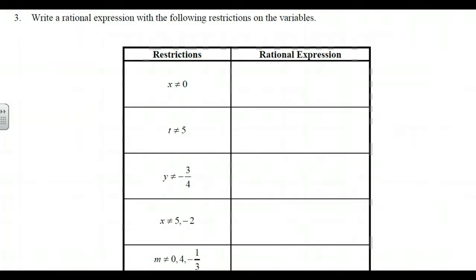Moving on. Write an expression with the following restrictions on the variable. All right, what if I had like 2x squared over x, just as long as x can't be 0? Now, note one other thing here. We're saying restrictions. So a non-permissible value, we would say x is 0, t is 5. For restriction, we say x cannot be 0. So restrictions are simply the non-permissible values, but stated with a not equals instead of an equals.